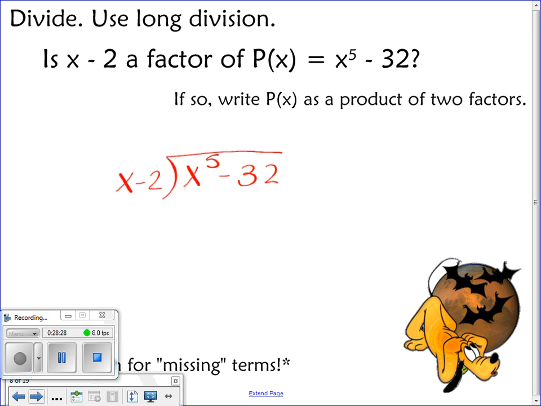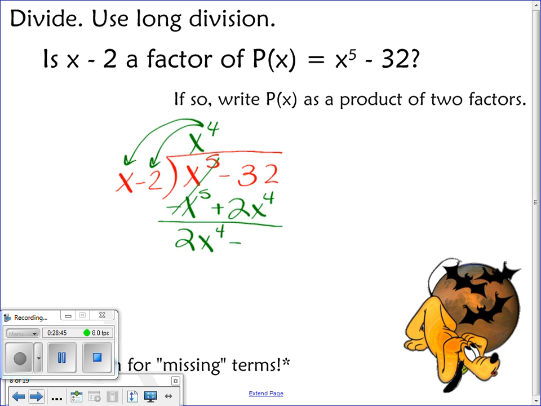So what do you multiply x by to get x to the 5th? x to the 4th. So we get x to the 5th minus 2x to the 4th. Change your signs. This cancels. These are not like terms. So we have 2x to the 4th minus 32. Let me start again. 2x cubed. Multiply. You get 2x to the 4th and negative 4x cubed. Change your signs. Not like terms again.